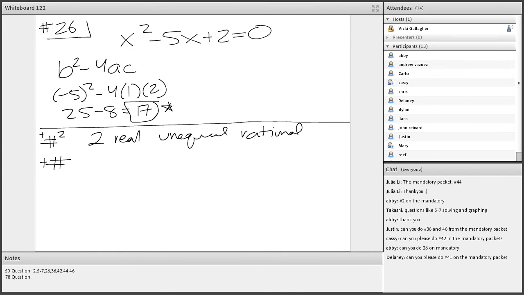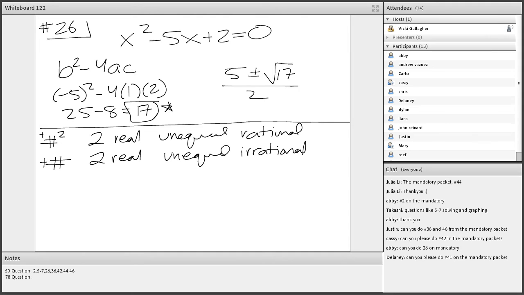And for that scenario, I'm just going to add 2 letters to my phrase, and it's still 2, it's still real, it's still unequal, but now they are irrational. Irrational means that there's going to be a square root in the answer. In this problem specifically, there's going to be a square root of 17 in the answer. And so that's what irrational means. Irrational means it's not a pretty answer. It's not a nice answer.